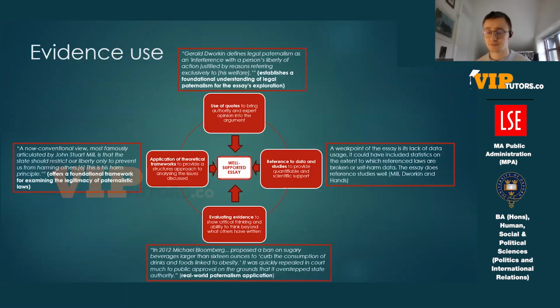We have evidence use. John Jung uses broadly three kinds of evidence. He uses quotes. Here I've inserted an excerpt where he uses Gerald Dworkin to establish a foundational understanding of legal paternalism, which kind of sets a foundation for where John Jung can then take the discussion of his essay.